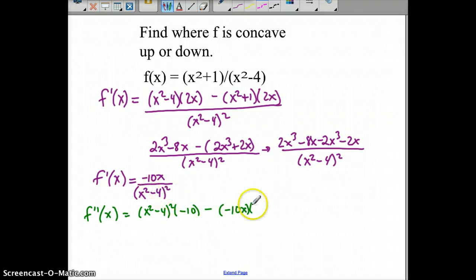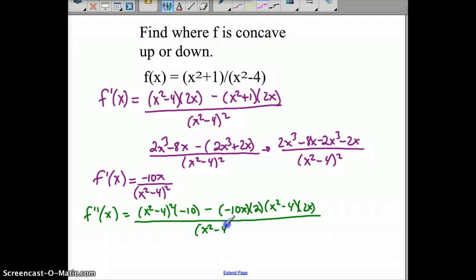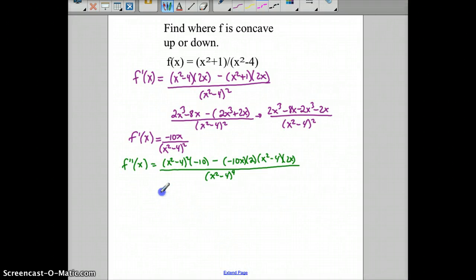I've got to do a chain rule on this part to do the derivative of the bottom. So that's what I get when I do my chain rule. And then (x squared minus 4) squared squared is going to be to the 4th power. A lot of simplifying needs to happen here. So right now I'll just multiply this out: x to the 4th minus 8x squared plus 16.